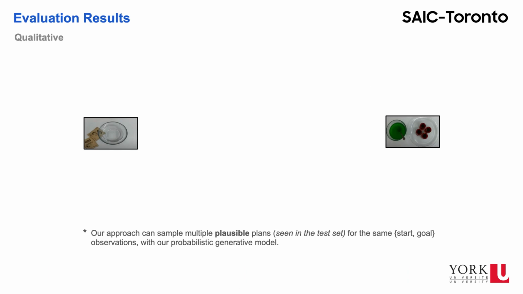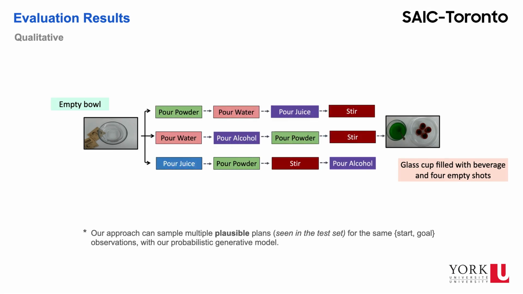Here is a qualitative visualization of our ability to infer multiple plans given the same start and goal. The start state is an empty bowl, and the goal state is a cup of beverage with a few empty shots. Our model infers 3 plausible paths. You can first pour powder, then water and juice, and finally stir them well. Or you can choose to do it in different order or with different ingredients. No other model is capable of doing that.